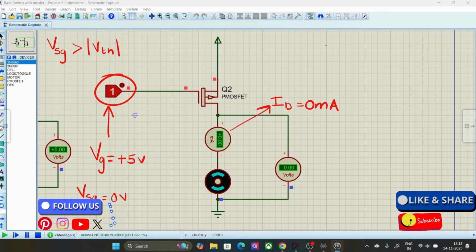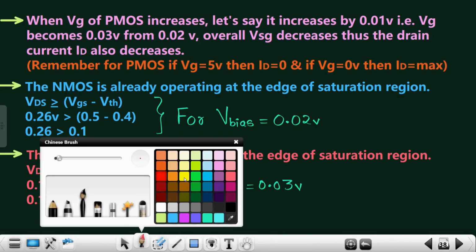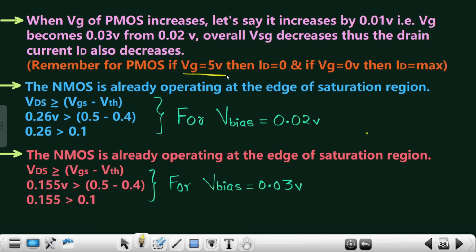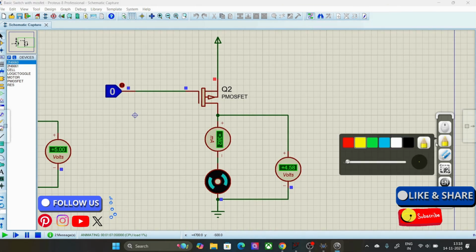So what we saw was that when my VG is maximum, let's say 5 volts, my ID will be straight away 0. We have seen this a few sessions back. If you want, you can take a screenshot of it. I believe that you have taken a screenshot of it. In fact, I have clearly mentioned that over here: when my VG is 5 volts, then my ID is 0, and if my VG is 0, then ID is maximum. We'll see that as well. So let me change it to 0. So yes, you see the motor starts running and there is some amount of current that we are getting over here.